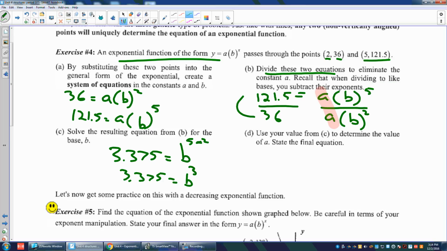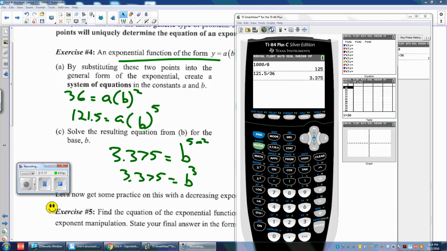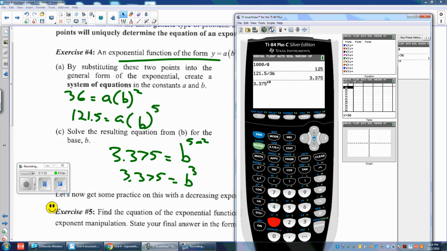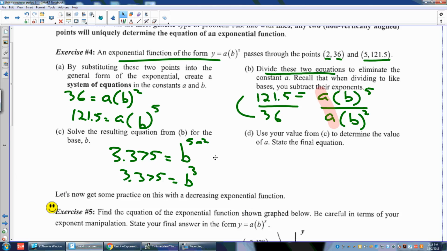Now I still have to solve it for b. That means take the cube root. So 3.375 raised to the 1/3 is 1.5. Nice.